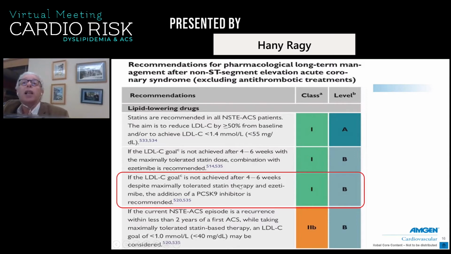If the LDL goal is not achieved after 4 to 6 weeks, that's basically 2 or 3 months from discharge, despite maximally tolerated statin therapy and ezetimibe, the addition of a PCSK9 inhibitor is recommended, class 1, again, level of evidence B. So this is no joke. You can't leave the patients on physician inertia.